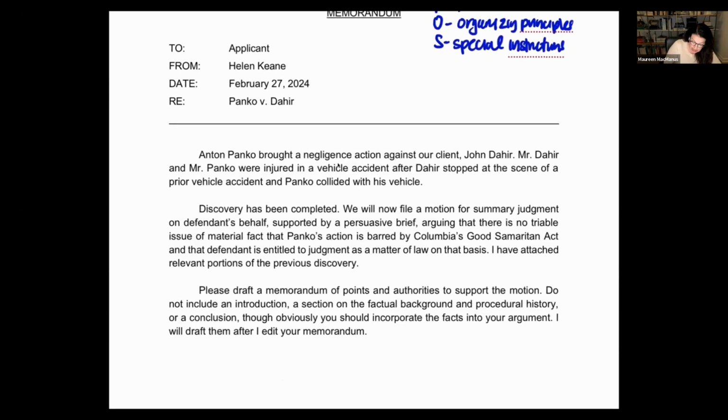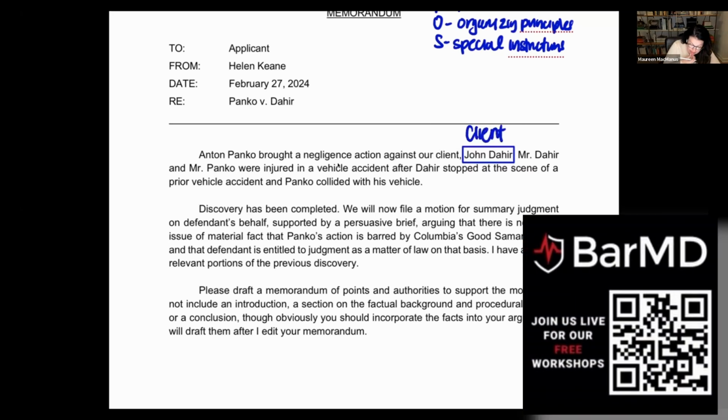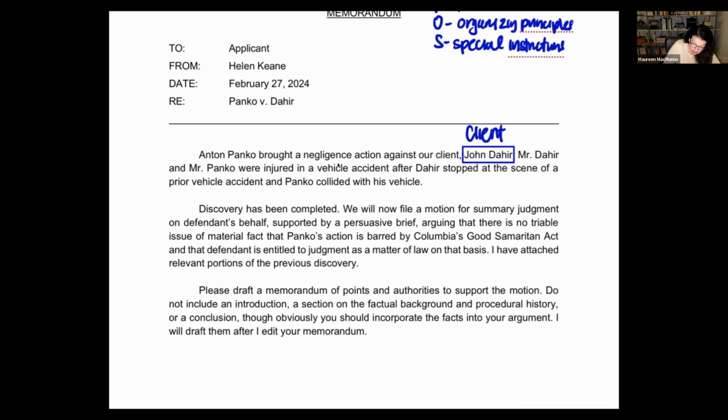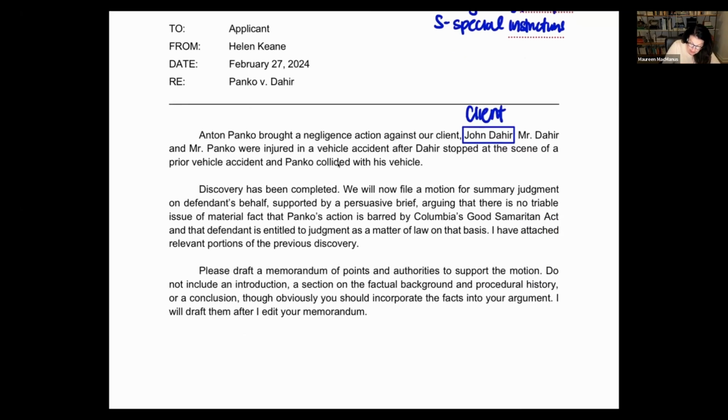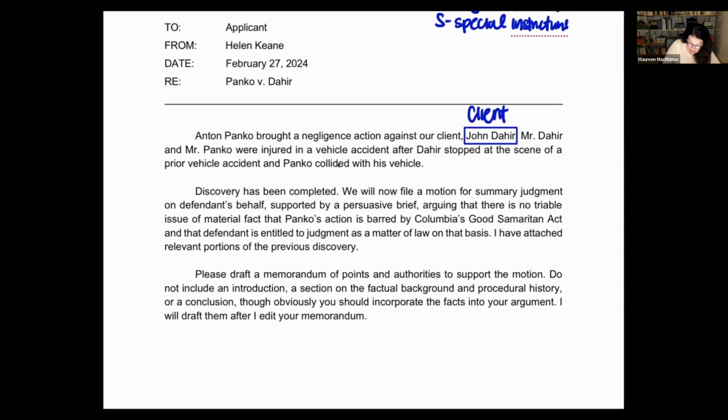So here, Anton Panko brought a negligence action against our client, John DeHere. So this is our client. Mr. DeHere and Mr. Panko were injured in a vehicle accident after DeHere stopped at the scene of a prior vehicle accident and Panko collided with his vehicle. Discovery has been completed. We will now file a motion for summary judgment on defendant's behalf, supported by a persuasive brief, arguing that there was no triable issue of material fact, that Panko's action is barred by Colombia's Good Samaritan Act, and the defendant is entitled to judgment as a matter of law on that basis.